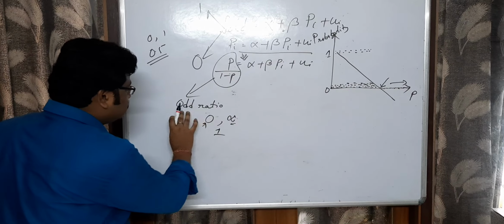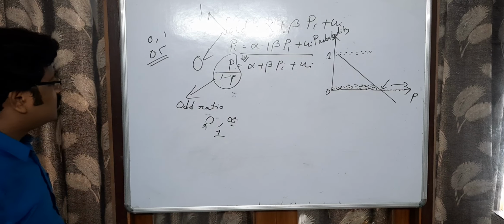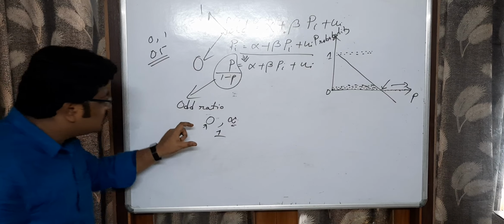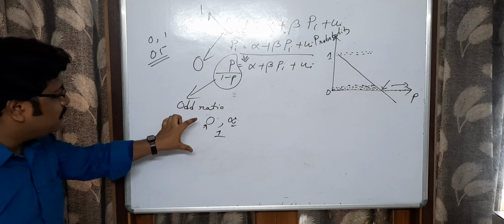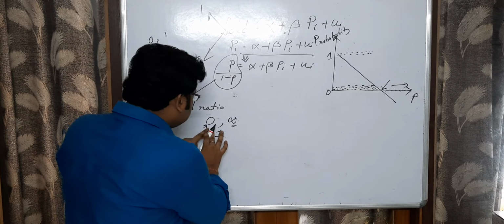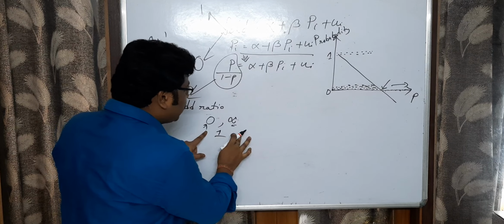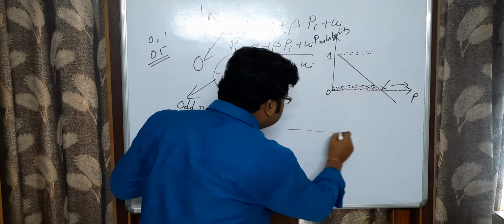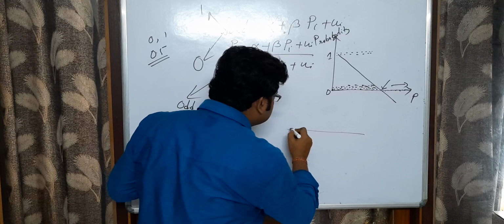So this is the range. Now, what is the problem of this regression equation? Look, this is 0 and infinity, so the distribution would be like this.